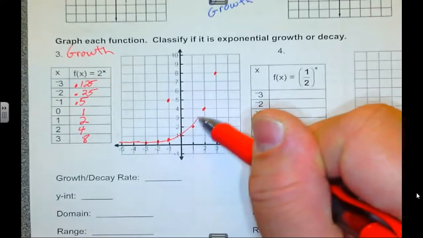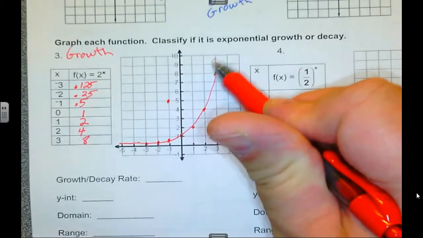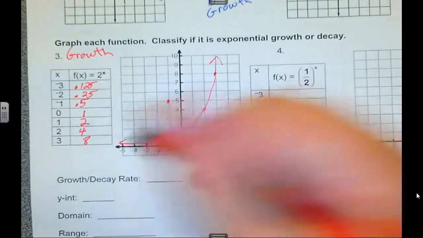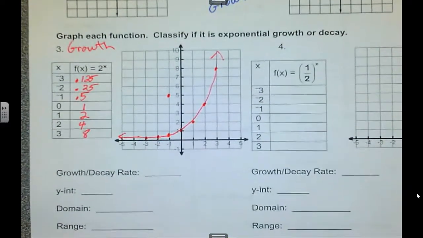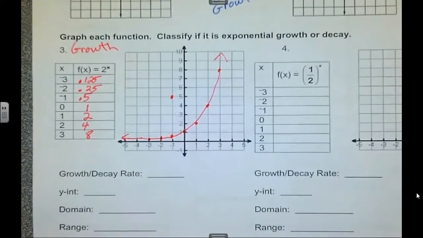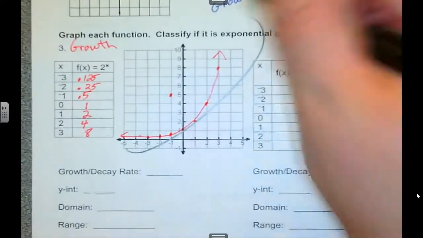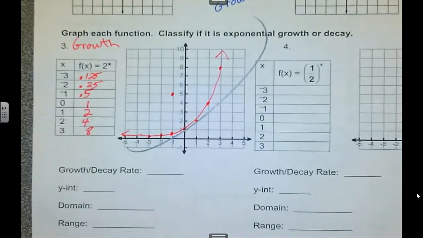So here's my growth graph. Now, on the test or quiz, if you draw something like this, there's my growth curve, I will mark that wrong.